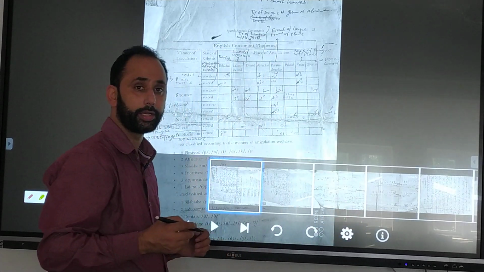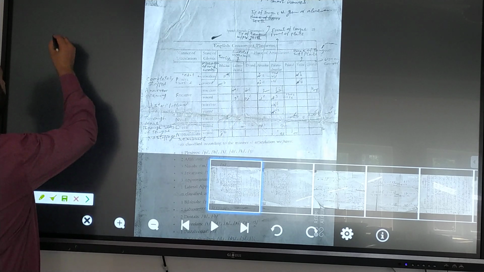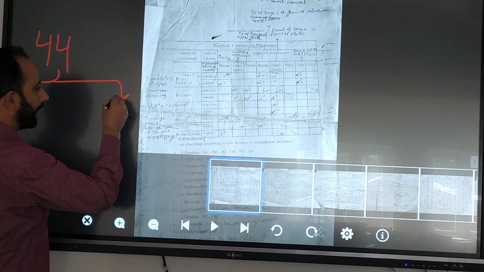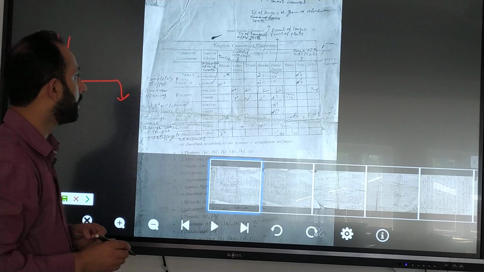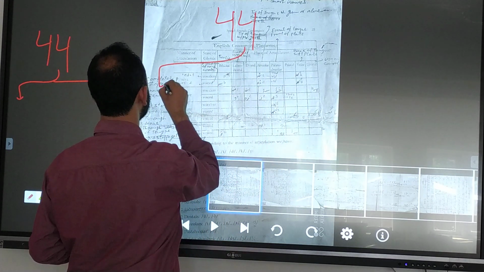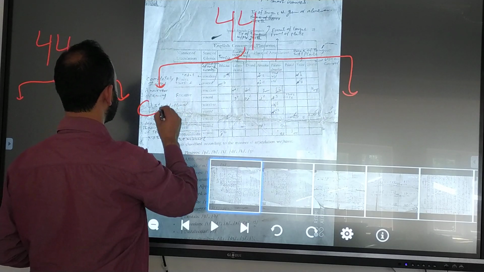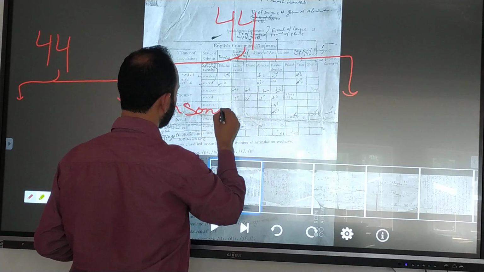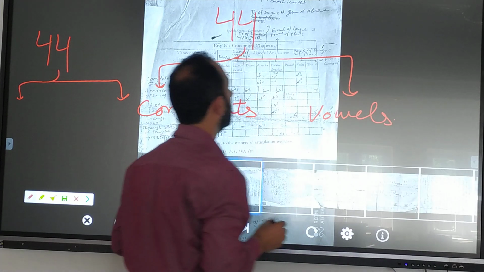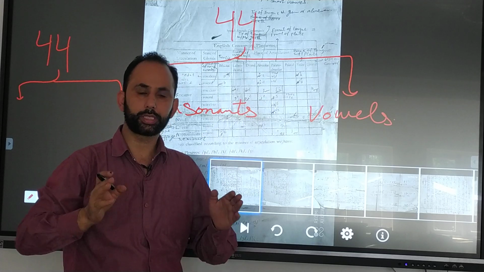I have already told you that there are 44 sounds in case of English, and that they are divided into two types. Number one is consonants, and number two is vowels. I have told you what the difference is between consonants and vowels. I have discussed that already in the lecture.